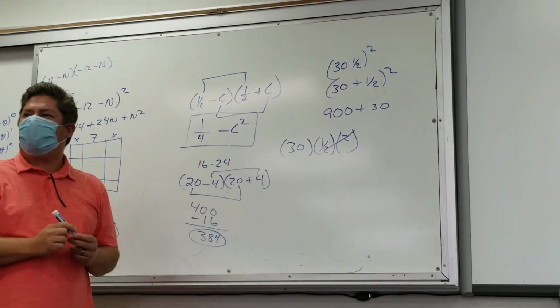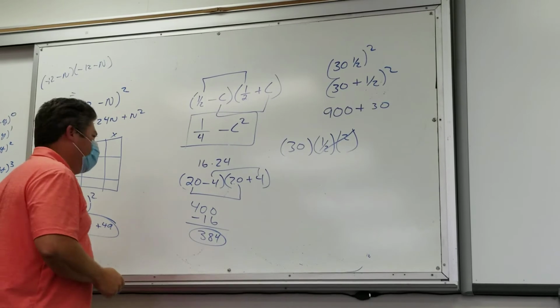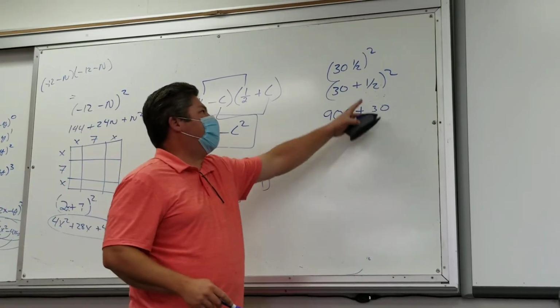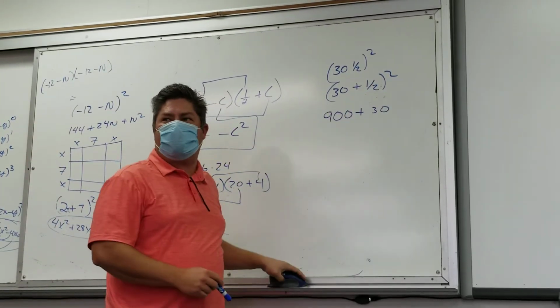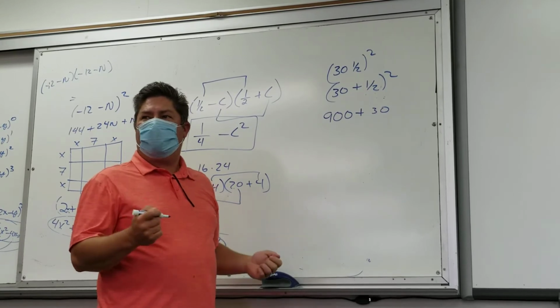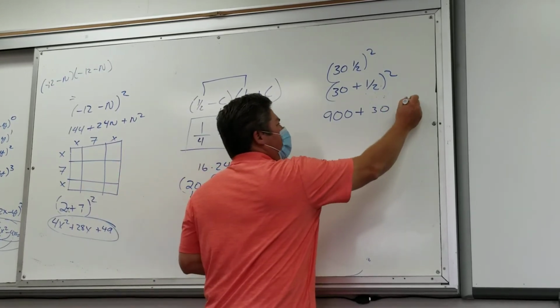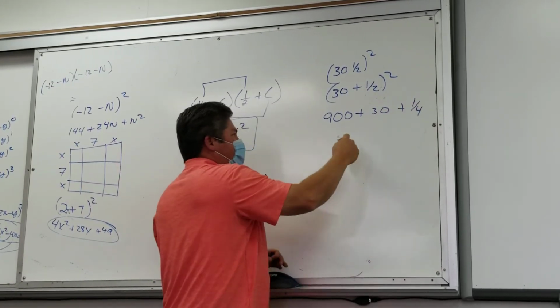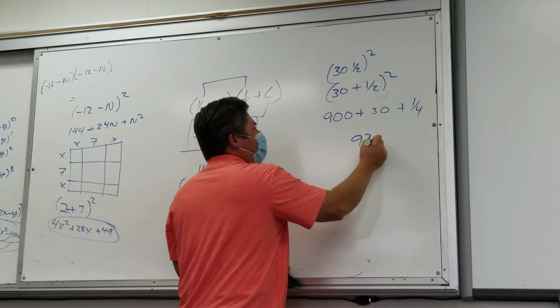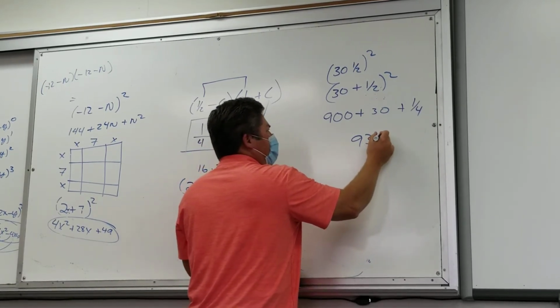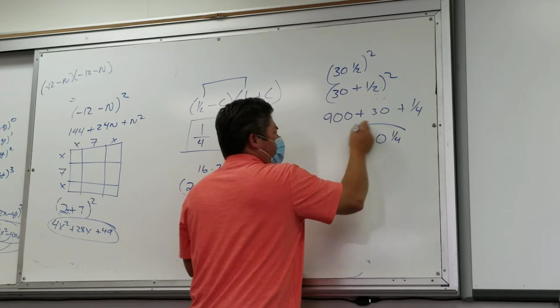That's what I mean. It actually makes things easier. So now I have plus 30, and then I take the last term squared. What's the last term squared? Plus 1/4. Add those together. 930 and 1/4. That's my answer.